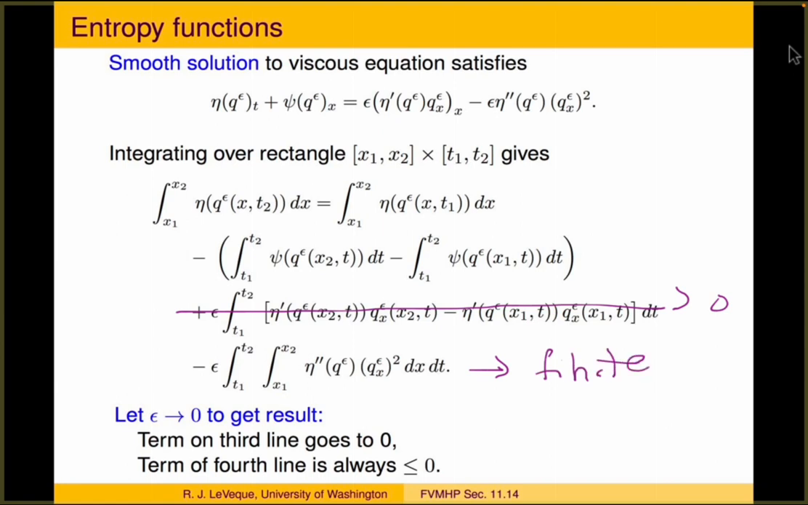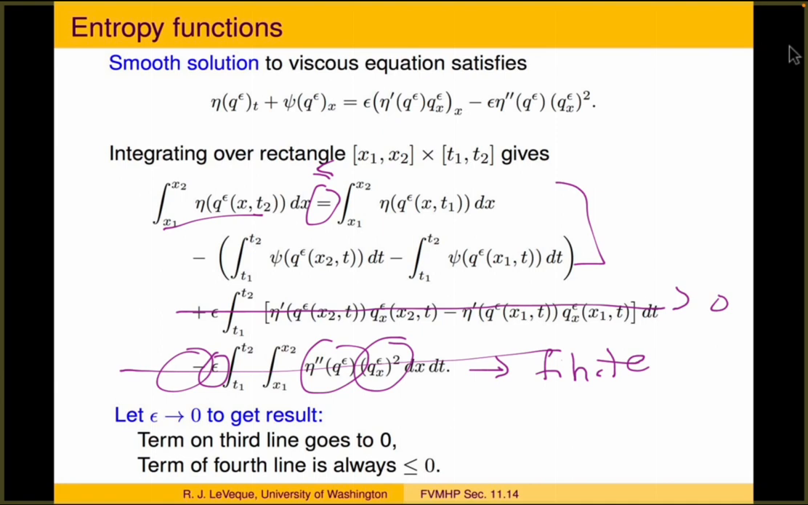And so if we threw that line away, we wouldn't have equality up here. But even though we don't know exactly what it is, we can say something about its sign, because again, epsilon is positive, eta double prime is positive, (q_x epsilon)^2 is positive. So no matter what this term is, because of this minus sign out here, it's approaching something that's negative. And so we can throw this line away if we replace the equal sign up here by less than or equal to, because the integral at the advanced time is these other terms minus something positive, so it must be less than or equal to those other terms by themselves. So that finally gives us exactly the result that we want.